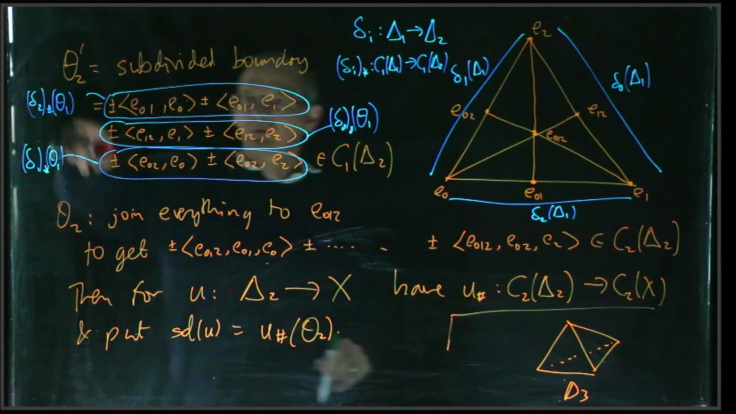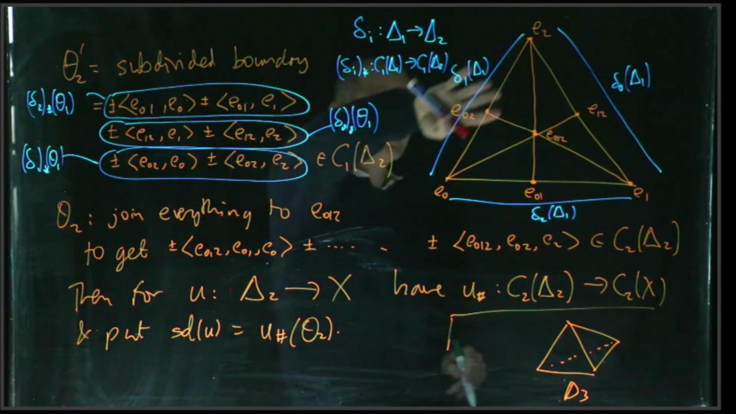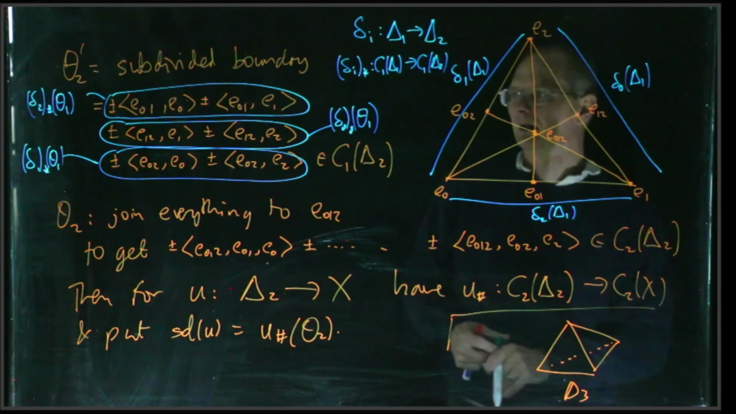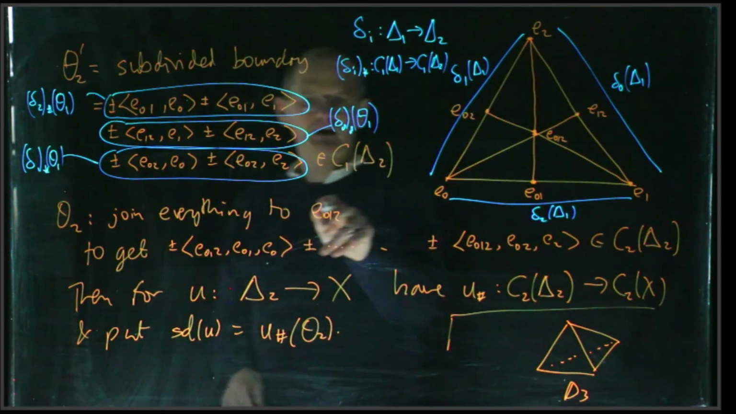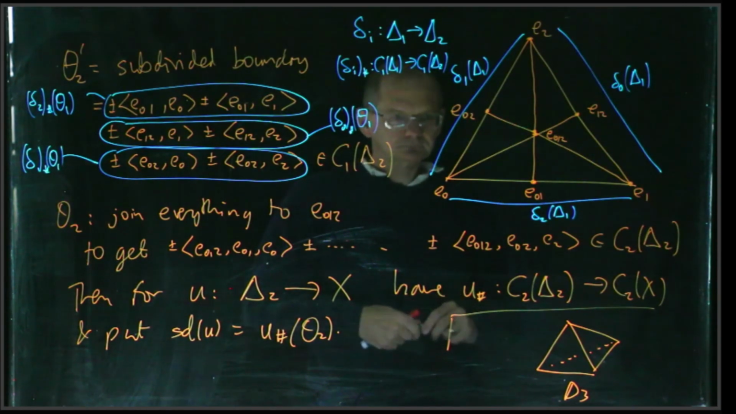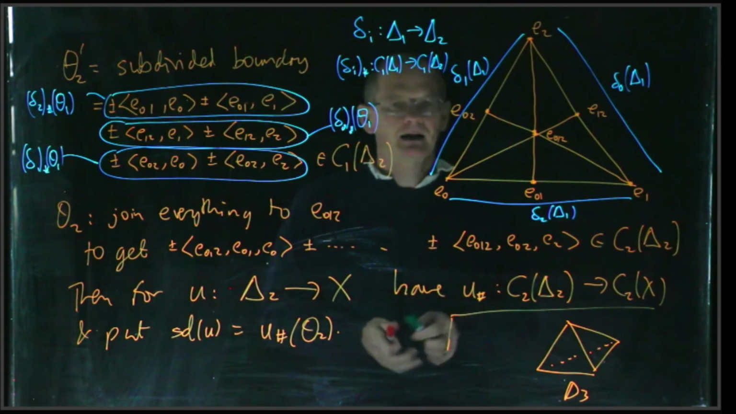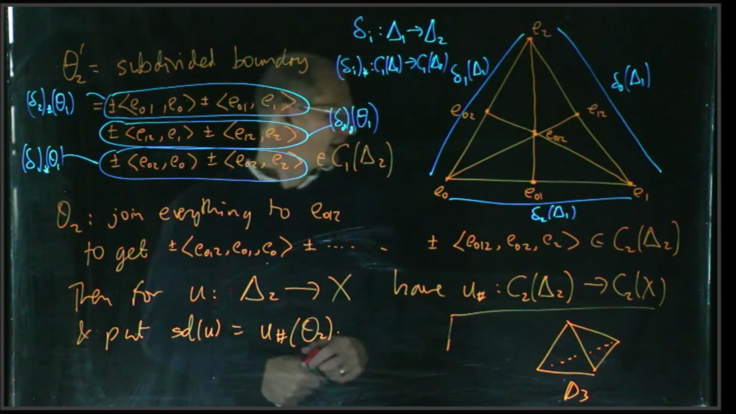Okay, so this is how we got our theta 2 prime. We take our theta 1 and we push it forward onto each of the edges of delta 2. And then we do this business of connecting everything to E012. So that's a sketch of how we're going to define all these theta n, and we'll do the more formal version in the next video.